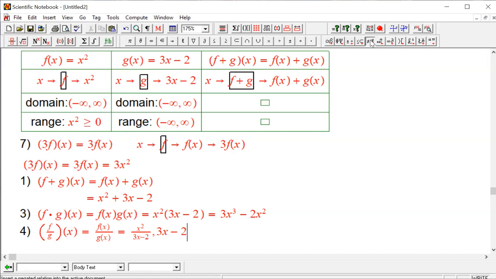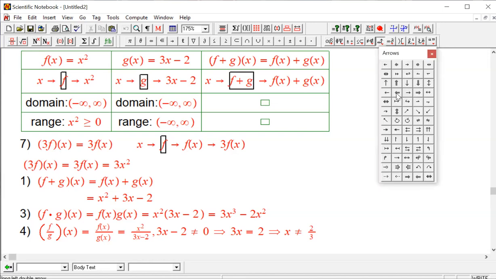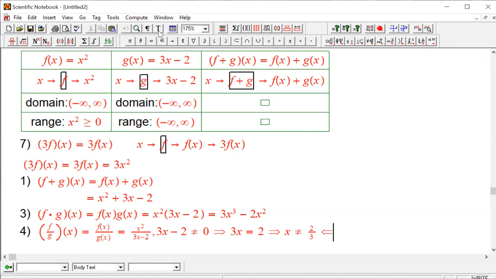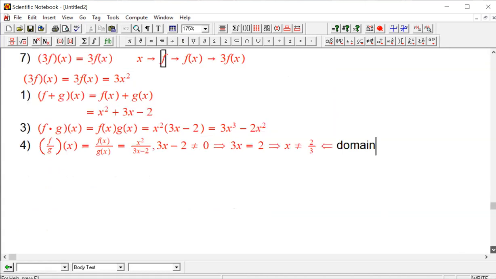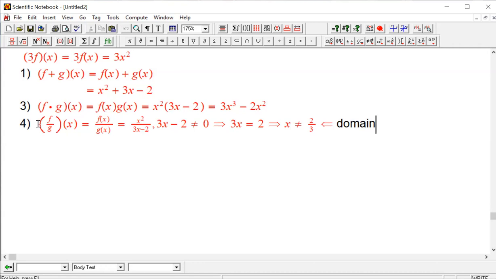Okay, this cannot be 0. As a consequence, if we add 2 on both sides, we have 3x equals 2, divide both sides by 3, so x cannot be equal to 2/3. So that's going to be our domain. That's a domain. Okay. That's number 4.